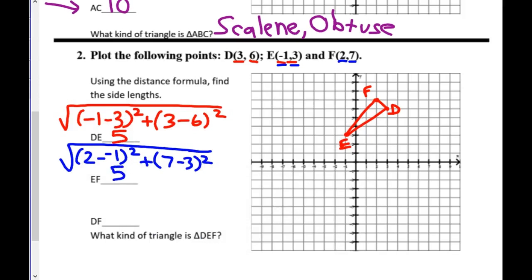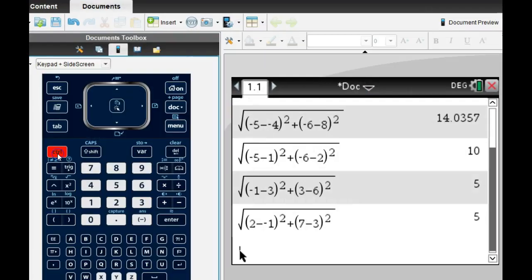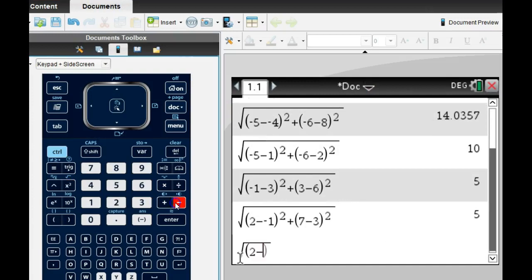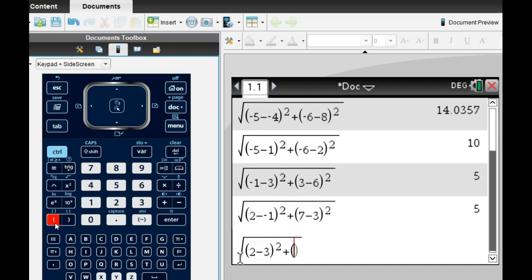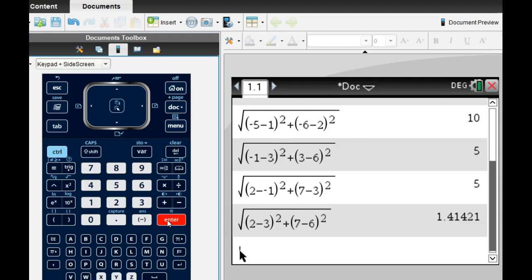All right, and then DF is, we're going to use 2 and 3, so big square root, 2 minus 3 squared plus 7 minus 6 squared. And again, you're always showing your work by writing down what you're going to type in, yeah? So, to the calculator, square root 2 minus 3, 7 minus 6, 1.41.